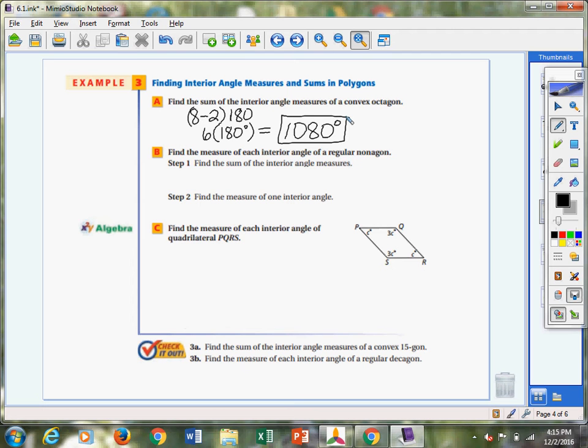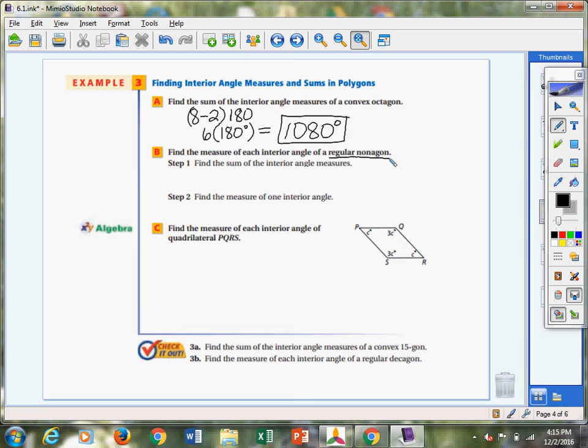Now letter B, we're going to do 2 things. We're going to first find the sum of the interior angle measures of a regular nonagon. Now remember, nonagon, non is 9, okay? Then they're asking us to find the measure of just one of them. I can only do that if it's a regular nonagon, and it is. And a regular nonagon just means all the angles are equal. So if I find the sum, then I should be able to find just one and divide that out.